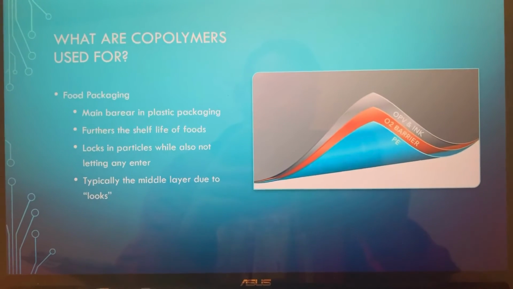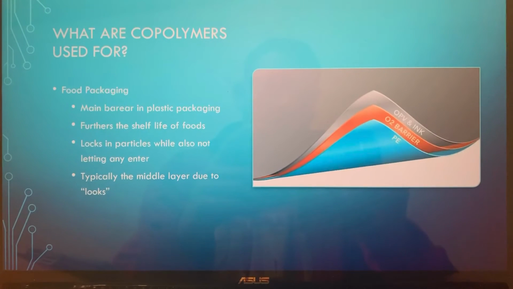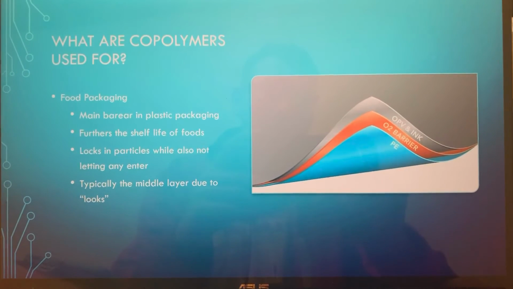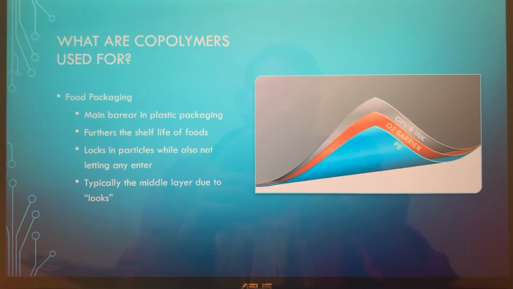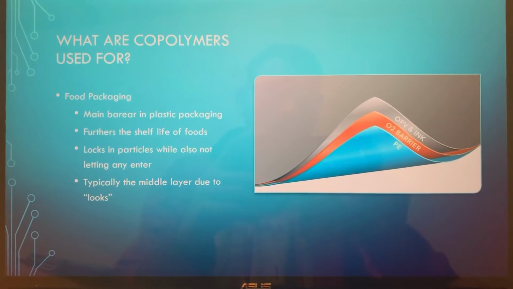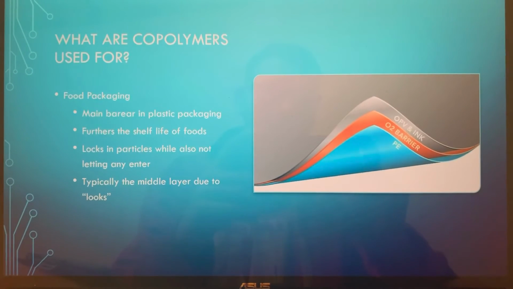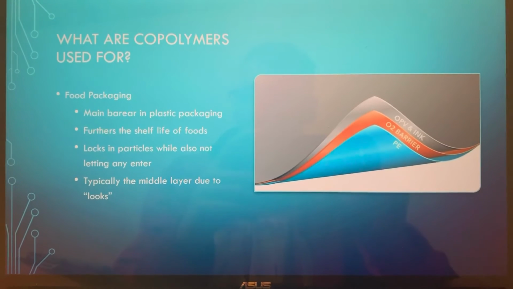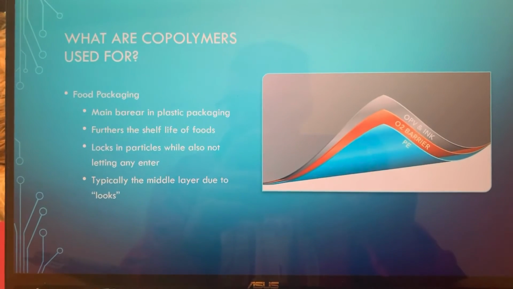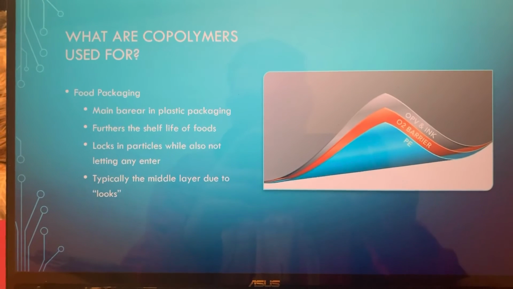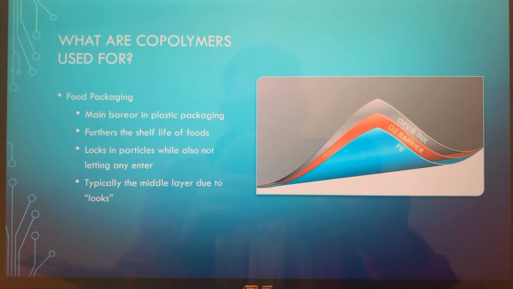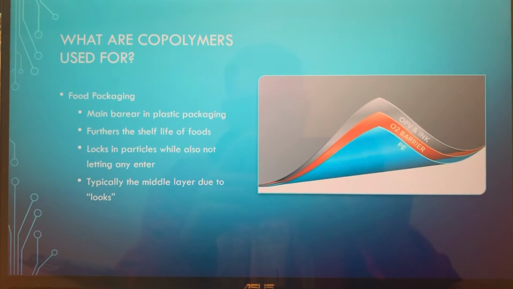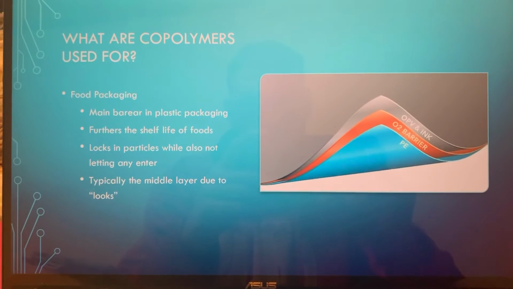And then they are also heavily used in food packaging to prevent spoilage. This is because it acts as a barrier between the outside air and the inside air of the package. Any of the moisture and stuff gets locked into the package rather than leaving and drying out foods. And it's typically more of a middle layer for food packaging, because most companies don't like the visual appeal that it leaves. It's more clear and doesn't stick to ink as well.